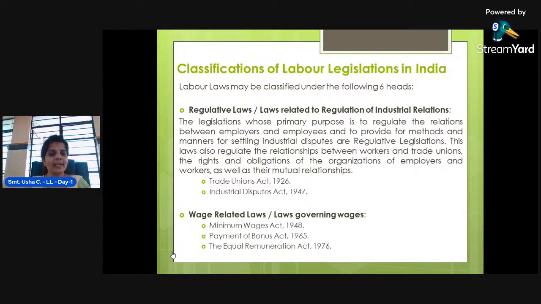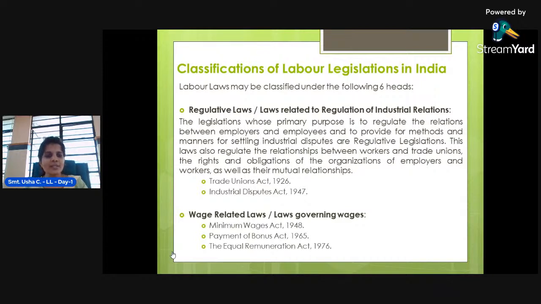So, in order to protect the employees from exploitation, and to regulate the relationship between employer and employees, and to have a good cordial mutual relationship between them, these regulative laws were established. These regulative laws include, first one, Trade Union Act 1926. Next is Industrial Disputes Act of 1947. Let us discuss that one by one in detail later. I'm just giving the names now. So under the regulative laws, we have Trade Union Act and Industrial Disputes Act.